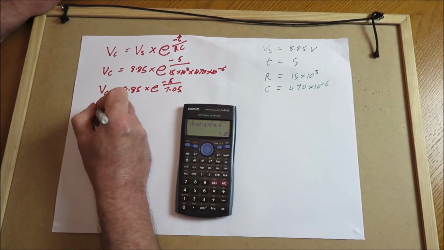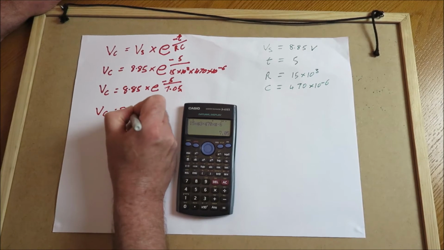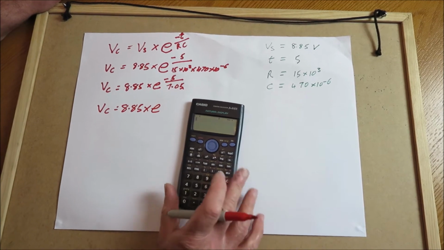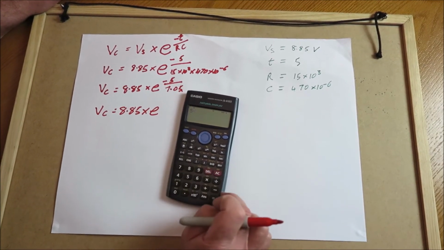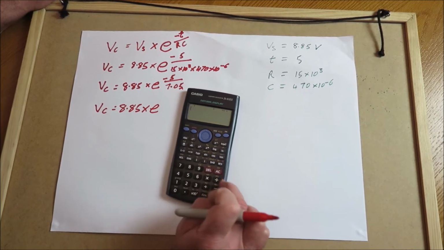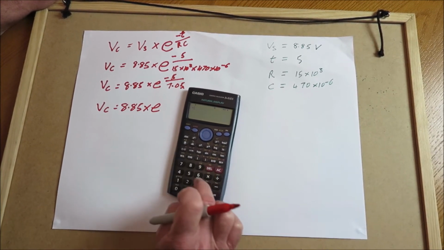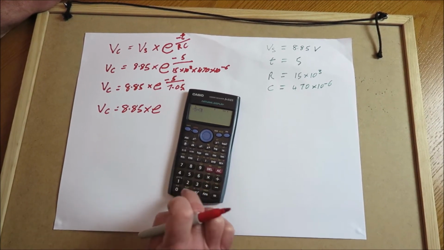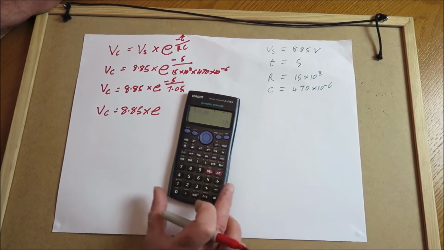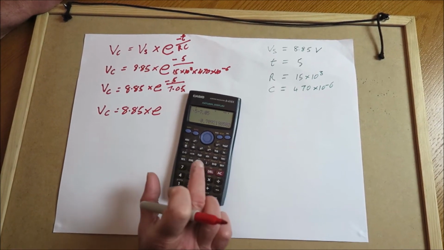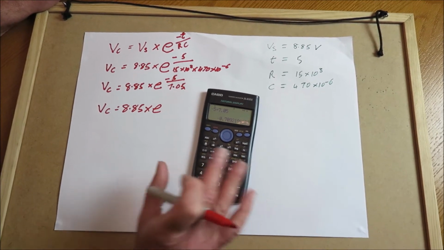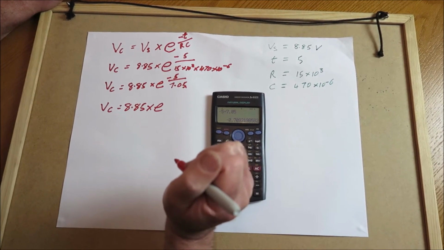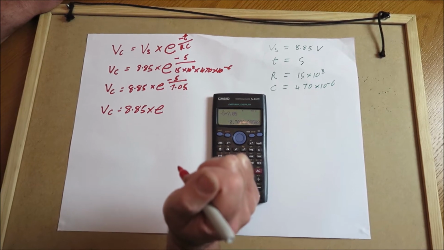Okay, so our next step then, we can say VC is equal to 8.85 times E. So we can work out this now. We can say minus 5 divided by 7.05. So that equals minus 0.709. So we'll say minus 0.71.